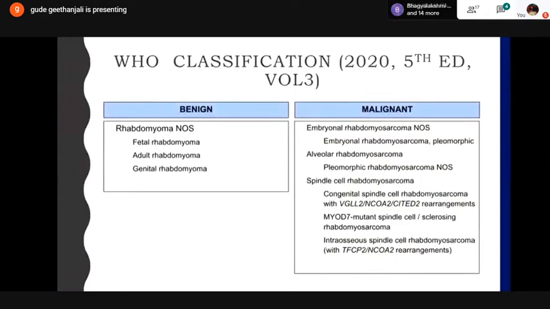Going to the next category of tumors, these are the tumors which are most common in children in the first 5 years, which are the rhabdomyosarcomas. So in the WHO classification of tumors showing skeletal muscle differentiation, we have benign and malignant categories. In the benign category are the rhabdomyomas, and in malignant we have rhabdomyosarcomas. In 2020, within the spindle cell rhabdomyosarcomas, they have been divided into three different entities based upon the specific gene rearrangement because of the different prognostic features, which we'll be discussing now.